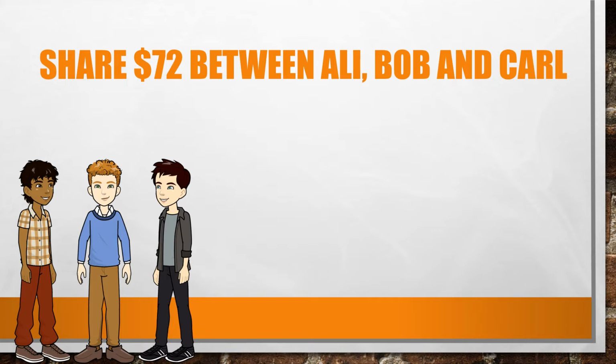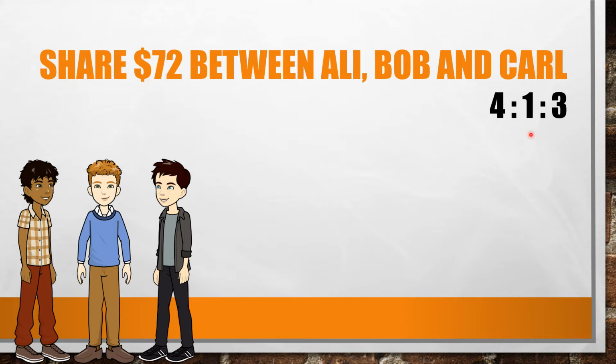So the first exercise that we have here is that we have to share $72 between Ollie, Bob and Carl in the ratio of 4 to 1 to 3. So remember that the names and the ratio goes in order. So Ollie comes first, he has 4 parts. Bob comes second, he has 1 part, and Carl comes last, and he has 3 parts.